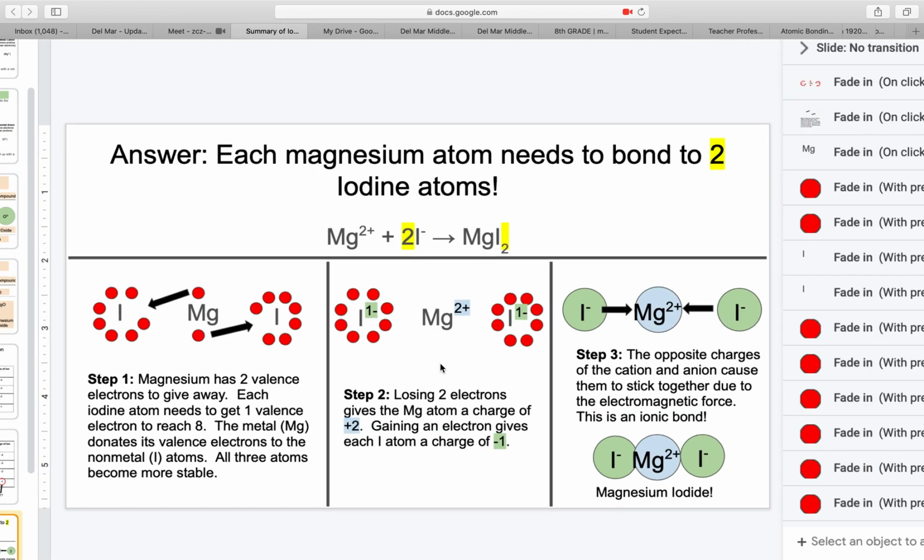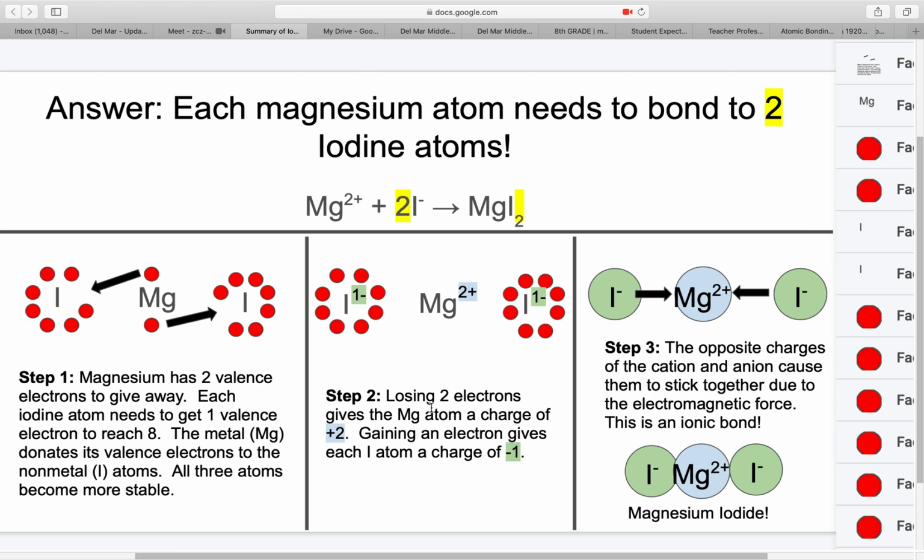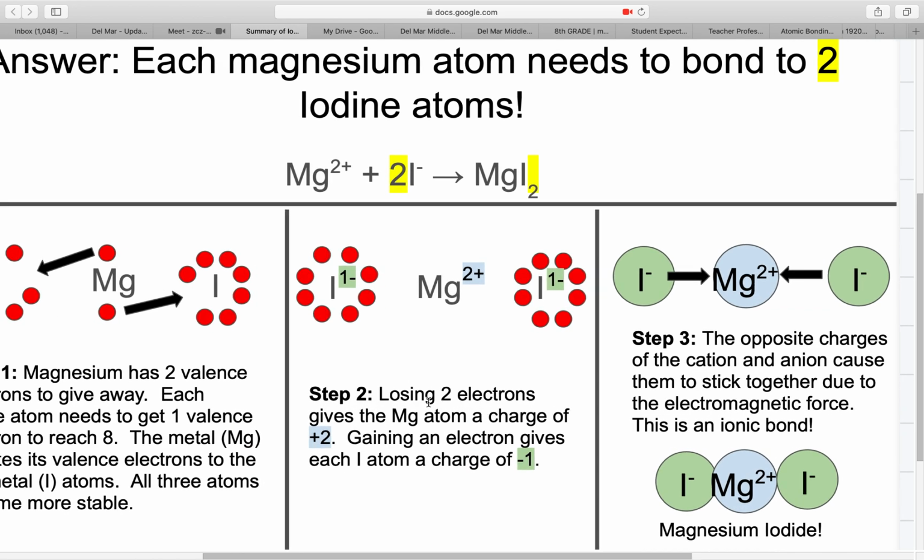Didn't quite finish my animations, I guess. All right. So step 2, by losing those 2 valence electrons in step 1, the magnesium atom is now going to end up with a charge of +2, and gaining an electron gives each of the iodine atoms a charge of -1. So this is now positively charged 2. This one's got a charge of -1. This one's got a charge of -1.